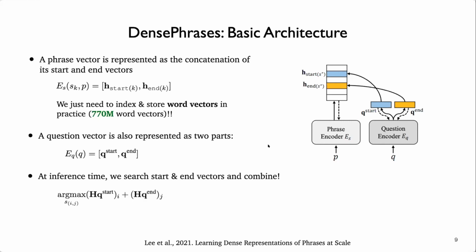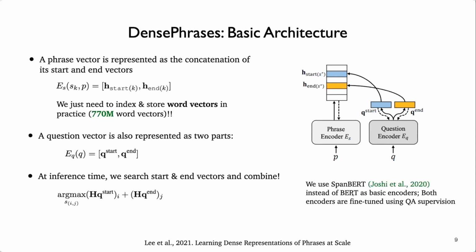And at inference time, we basically just need to encode all the contextualized word vectors. Then we can search the start and the end vectors separately, combine the start and end points, and finally return the phrase. In this work, we use SpanBERT instead of BERT as an encoder, because SpanBERT is believed to compress the information of the span into its two endpoints. And this is exactly what we need for these phrase representations.